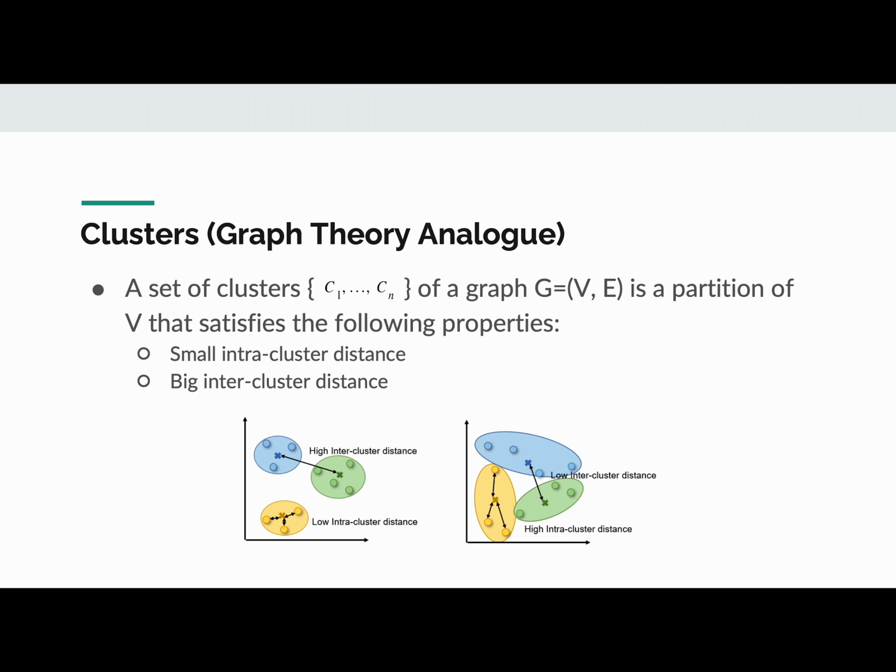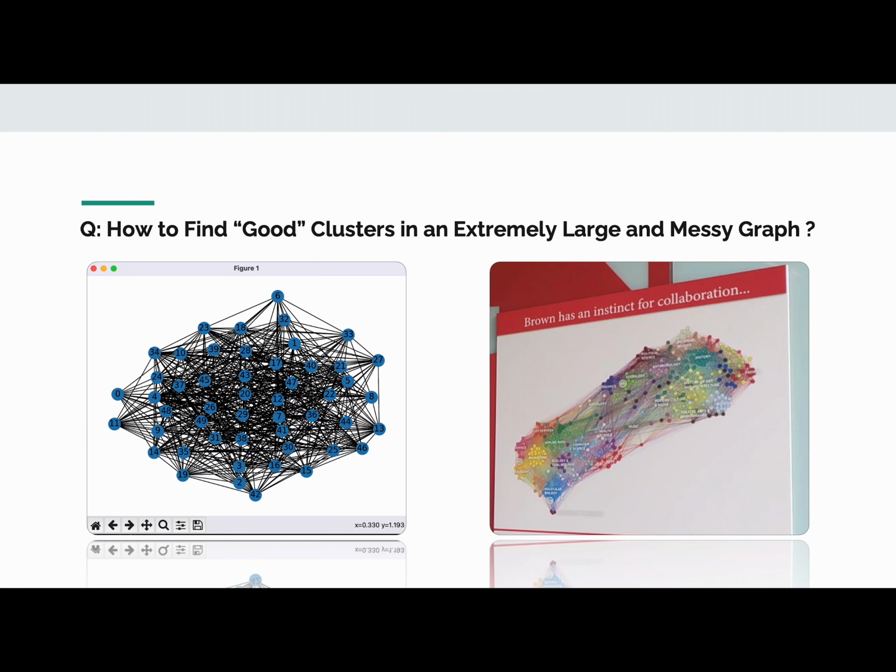Now, we want to borrow the idea of cluster from data science to graph theory. To do so, we first make a definition of what clusters are in the graph. Essentially, a set of clusters in the graph is a partition of the vertex set. If the clusters we find have similar properties to the clusters in data science, we say that they are good clusters. We will mathematically define these behaviors later. Our essential question is how to find a good cluster when we are given an extremely large and messy graph.